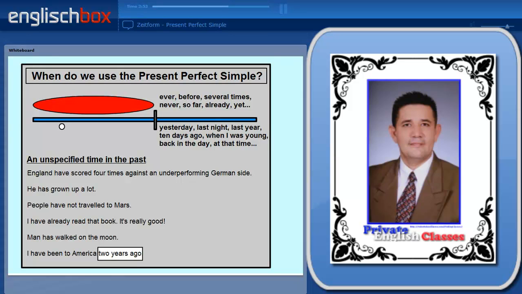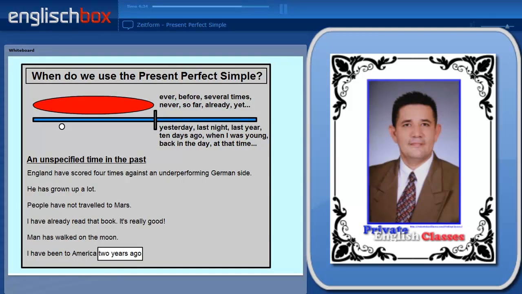So we use the present perfect simple to describe an action that is without a specified time in the past. We place the emphasis or the importance on the action itself and not when it happened. So we can look at some examples here. England have scored 4 times against an underperforming German side. He has grown up a lot. People have not travelled to Mars. I have already read that book. And man has walked on the moon. In these sentences, the action is what is important and not when it happened.